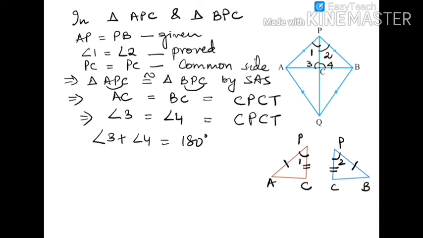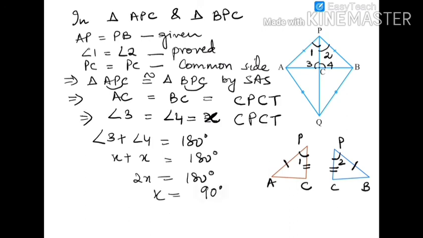But since they are equal, let's mark each of these angles as x. So x plus x is equal to 180 degrees. So 2x is equal to 180 degrees. So x is equal to 90 degrees. That is, angle 4 is equal to 90 degrees.